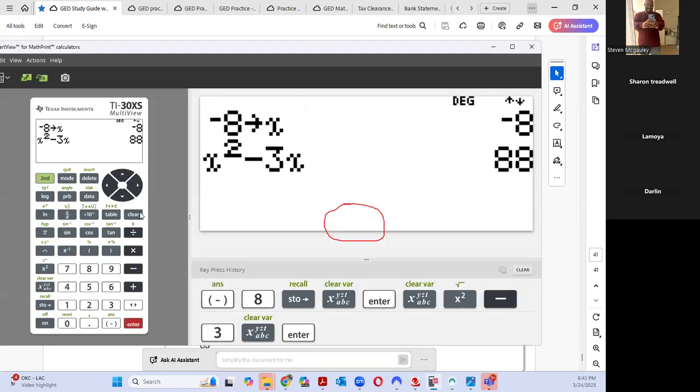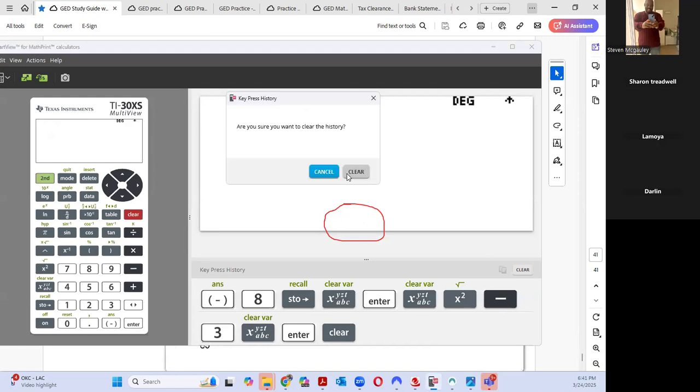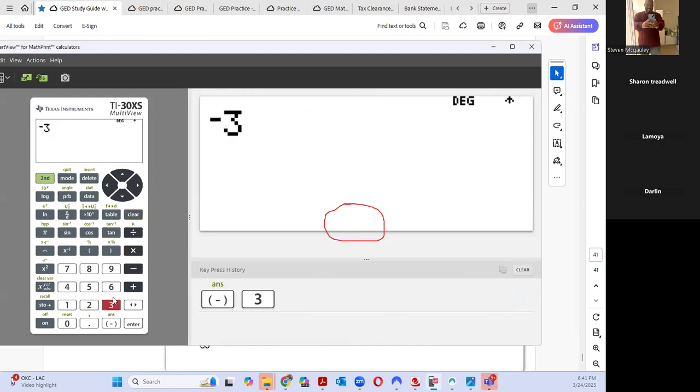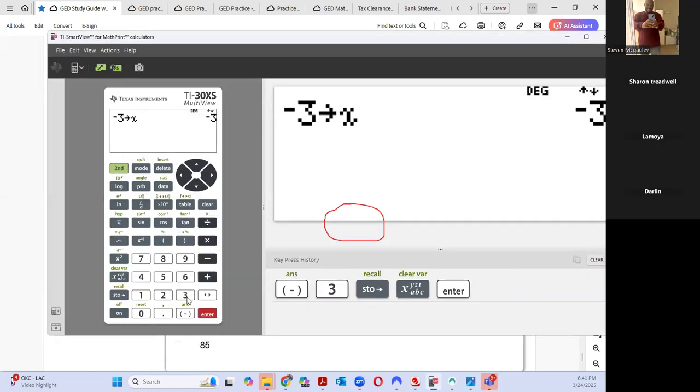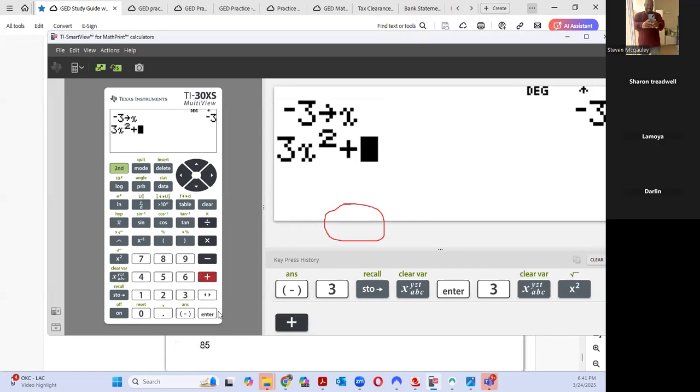So using the calculator, all we would do is say negative 3, store X, and then we plug it in exactly the way we see it. 3x squared plus 4. Done. 15 seconds. Just like that.